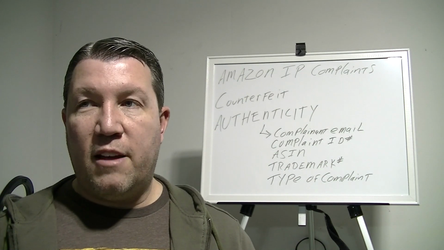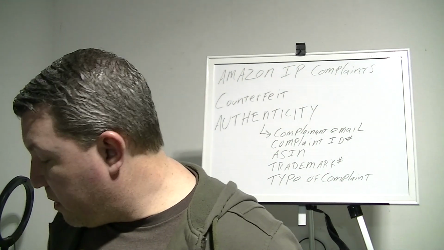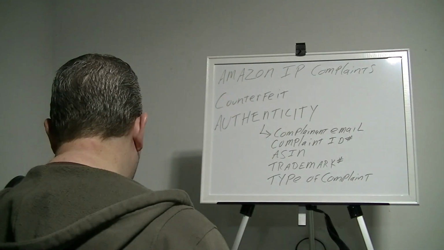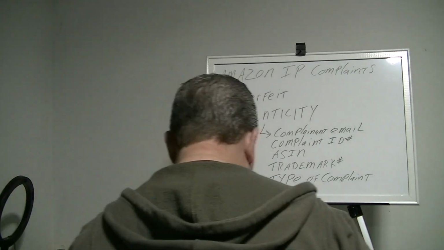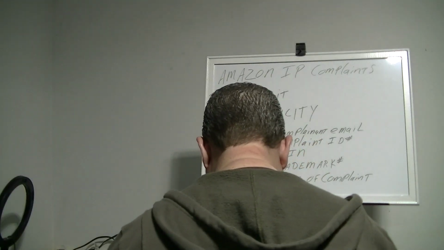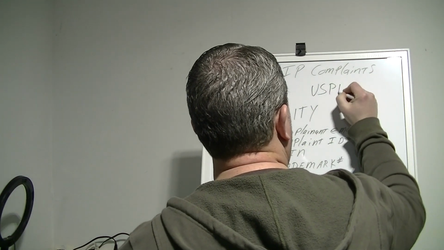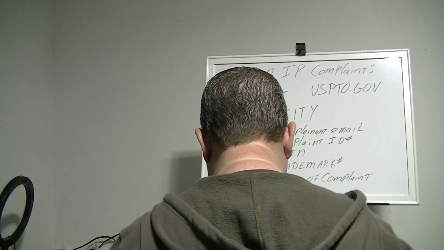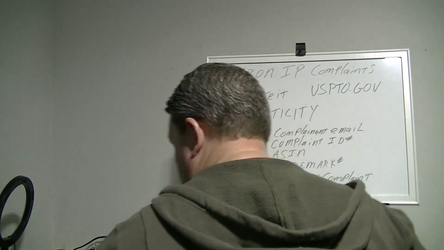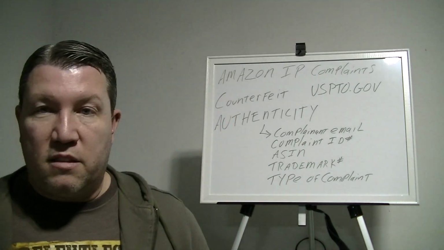One trick that I've been using that can work as well is there's a government website. I'm gonna write it down right here. It's uspto.gov. And that is the US government website where they have a record of all trademarks that exist, basically, right?